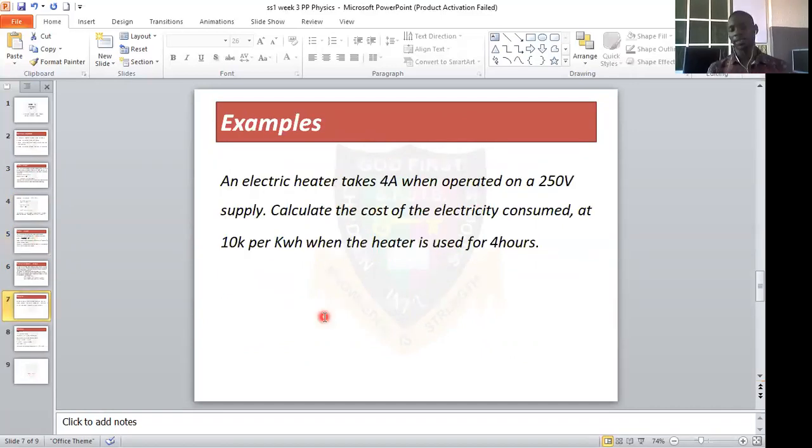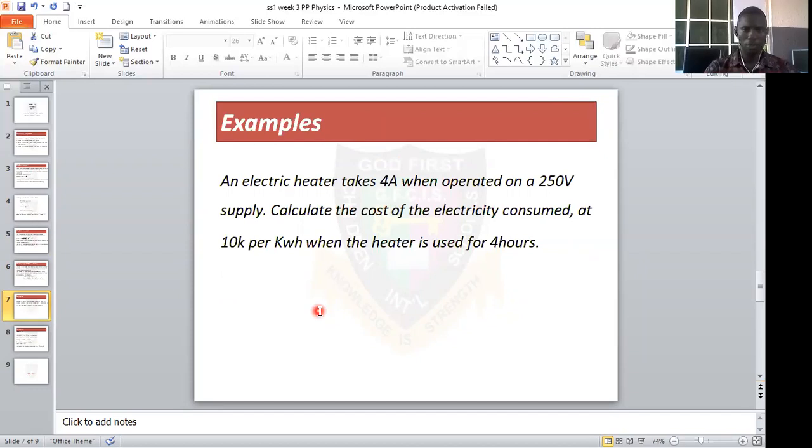So an electric heater, take this example. An electric heater takes 4 ampere. The unit of current is ampere. So you note that the current we're talking about here is I equals 4 ampere. You write that out. I equals 4 ampere, when operated on 250 volts. Now you know that your volt is 250 volts. You write V equals 250 volts supply. First up, calculate the cost of the electricity consumed.